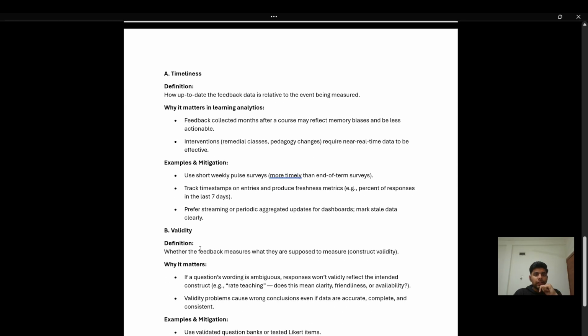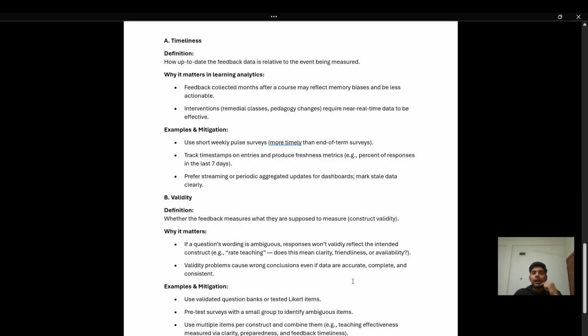Now, second is validity. Whether the feedback measures what it is supposed to measure. Construct validity. Why does it matter? If a question wording is ambiguous, responses won't validly reflect the intended construct. Like "rate teaching": does this mean clarity, friendliness, or availability? Validity problems cause wrong conclusions even if data are accurate, complete, and consistent.